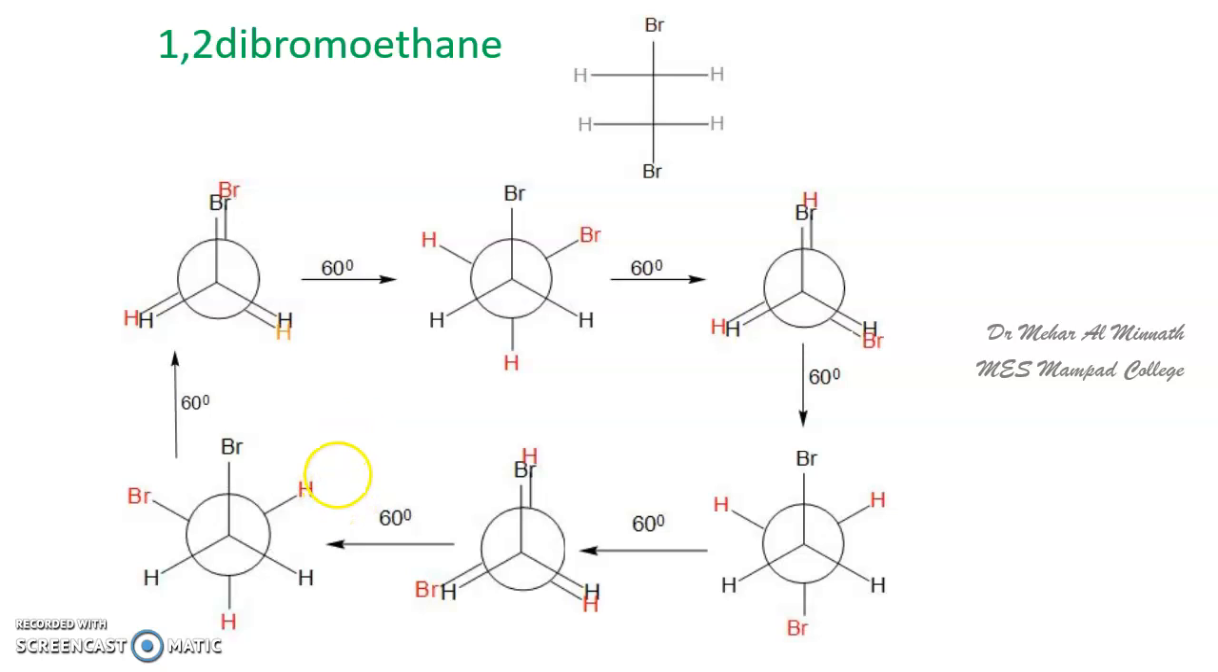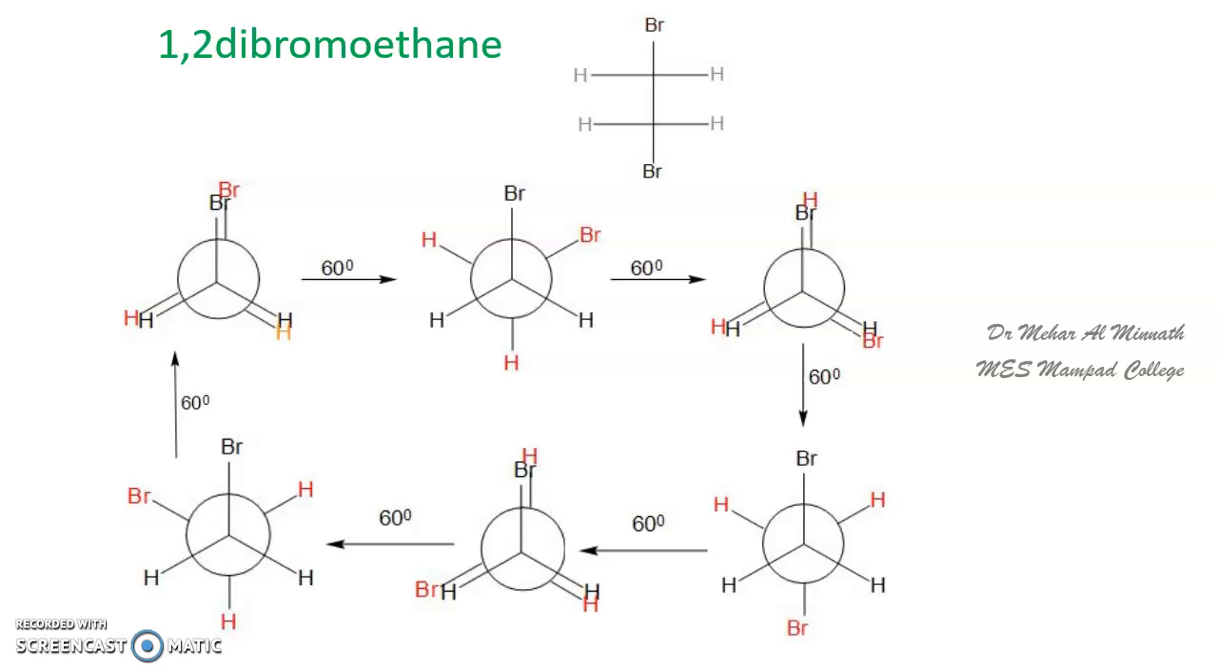Now we need to see which conformer is having the least energy and which is having the most energy. As it is clear from the picture, the eclipsed conformer, that is the syn conformer, will be the least stable, or will be having highest energy, because the two bulky groups are coming together. These two bulky groups will be experiencing van der Waals repulsive force. Over that, there will be dipole-dipole interaction also between the C-Br bonds.